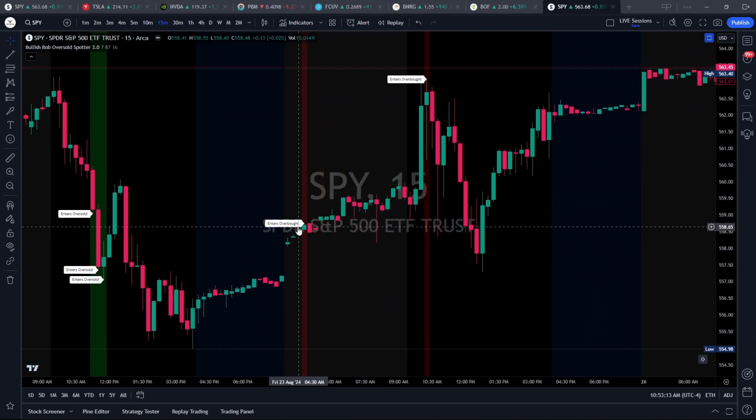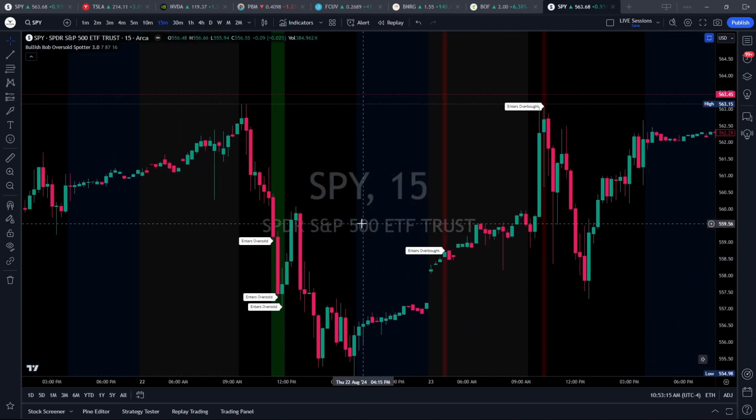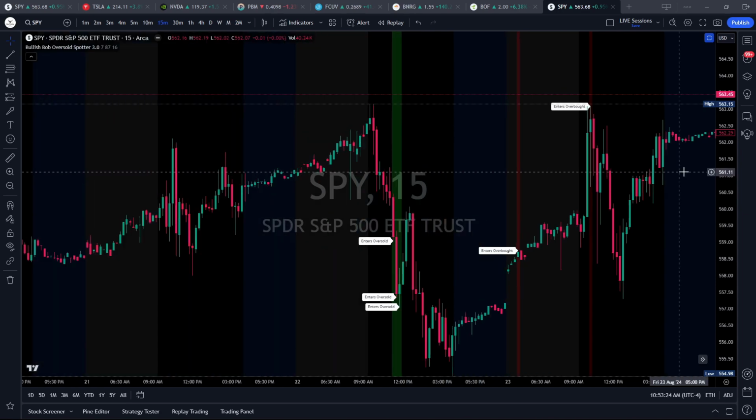So again, it's not the only signal that you can use, and it's going to have stronger results on certain tickers as opposed to others. This indicator that we have specifically built, as you load it up, it's going to be built more for low float stocks.